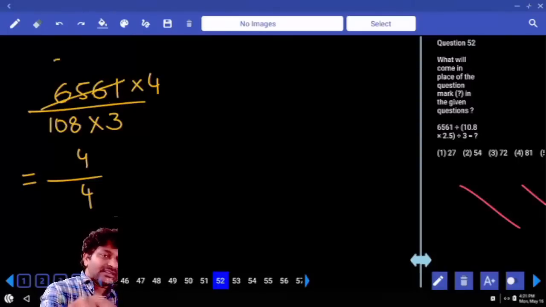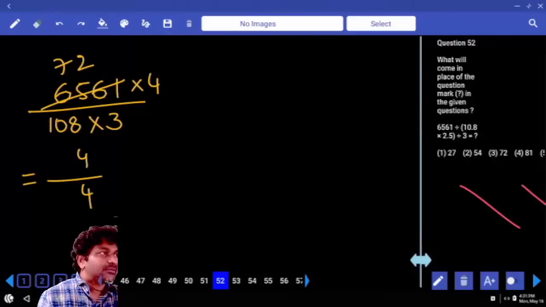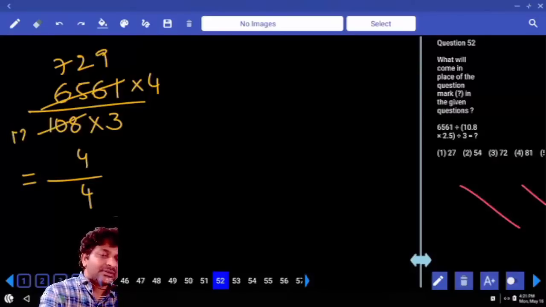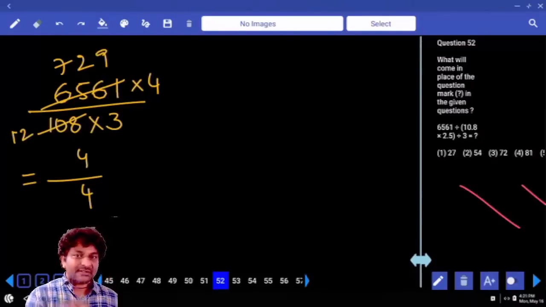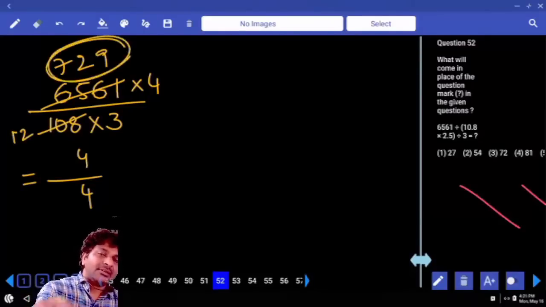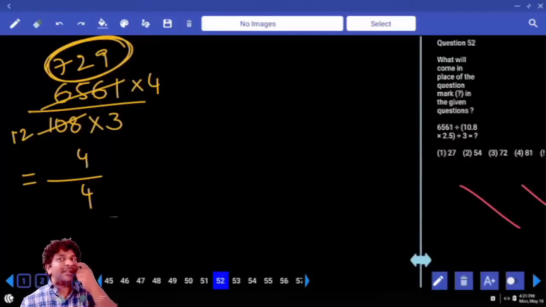7 times 63. 26 we have. 2 times, and again 9 times. Cancel it with 9. How many times? 12 times. Now observe your numerator. 729. Is this a 9 multiple? Yes.